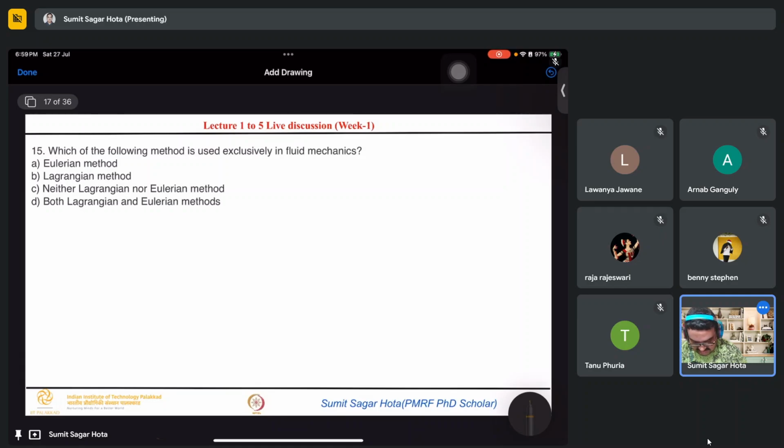So this is a bit tricky question. The Eulerian method can be used very frequently in any kind of fluid mechanics problem for practical applications. Okay, that's the reason why in air-breathing and propulsion systems and all these practical scenarios, we mostly use the Eulerian method and we don't use the Lagrangian method. Okay, so that's the key of this question. So the answer will be A.